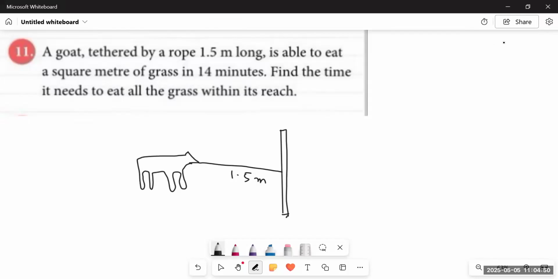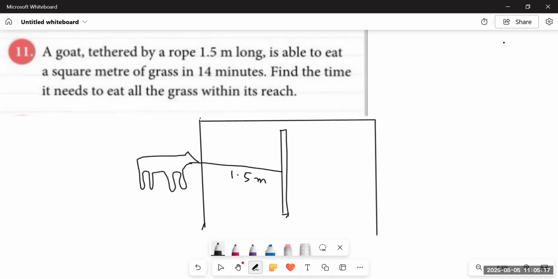For this, let us suppose that this goat is tied with this pole, okay? And the length of this rope is 1.5 meters. So what would be the square area that she can roam in? It would be 1.5 from all the sides of this pole, right? So we can say that it would be like 3 meters in each direction.